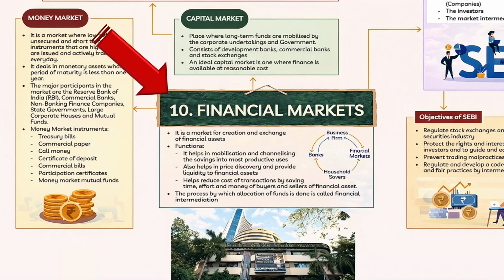The second function is to facilitate price discovery of financial assets. Now, forces of demand and supply will decide the price of the product. Financial market provides a platform to suppliers, that is the household, and demand generators, that is the business firm. The interaction between them facilitates the price discovery of financial assets.